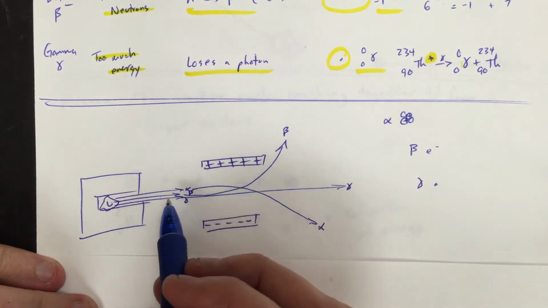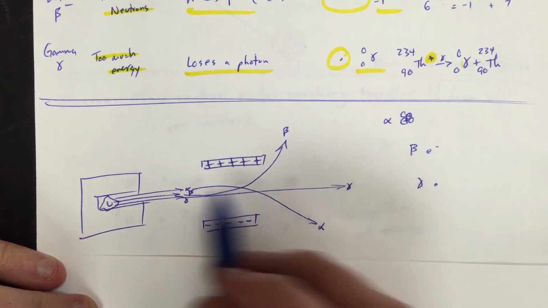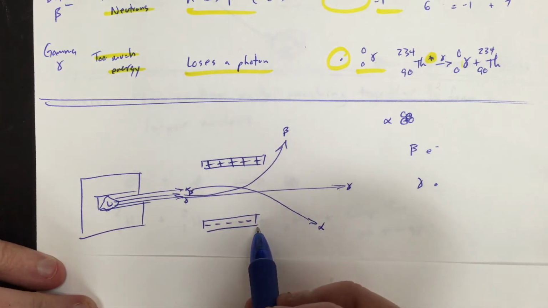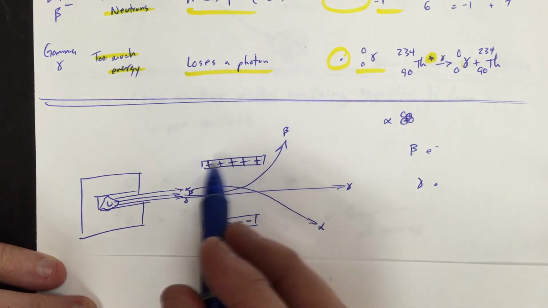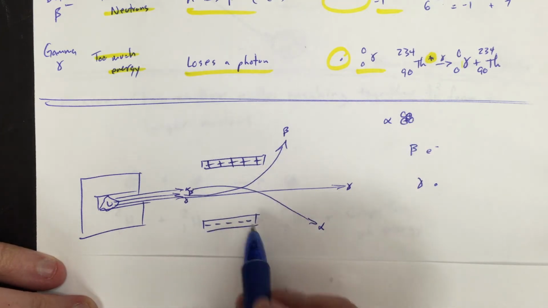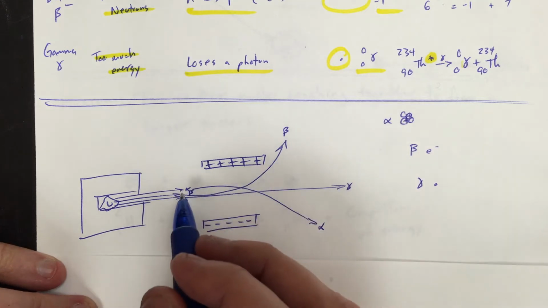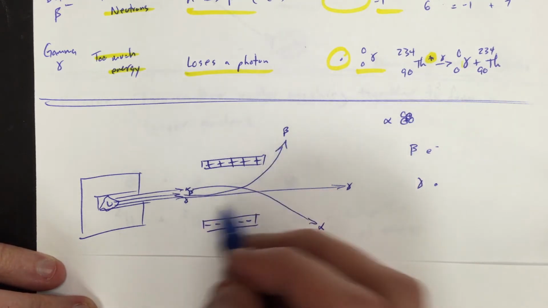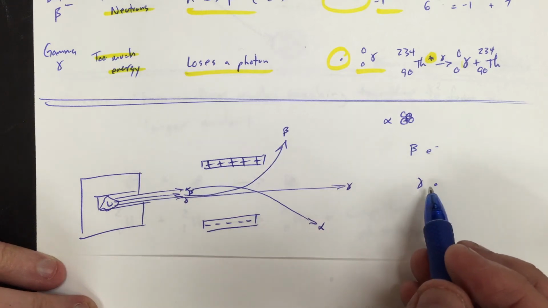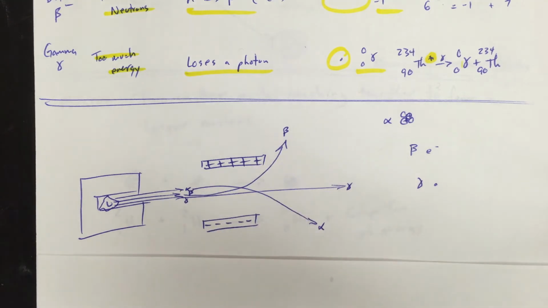So we can separate these out by their charges, because if we subject all 3 of them to a magnetic field, the alpha particle is going to go away from the positive and toward the negative plate, because it itself is positive, so it's going to be attracted to the negative. The beta particle is going to curve toward the positive plate, because it itself is negative, and the gamma particle is just going to go straight through, unaffected by the magnetic field, because it doesn't have any charge.